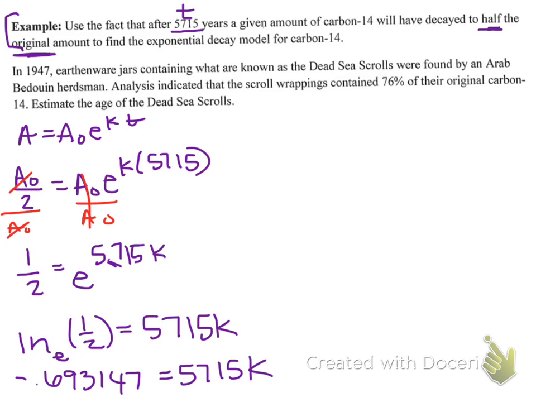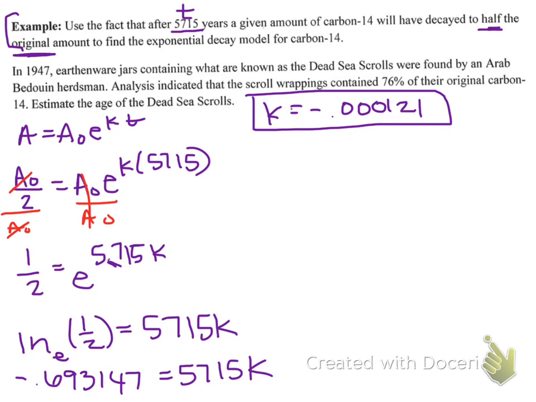And then we're going to divide that 5,000 number over. So when I divide that over, I end up getting that my k value is equal to negative 0.000121. And again, the reason the k value is negative is that the carbon-14 is dropping over time, and that's why we get a negative k value. So now we have our general model. We know what our k value equals. So now we're going to move on to the second part of the problem.